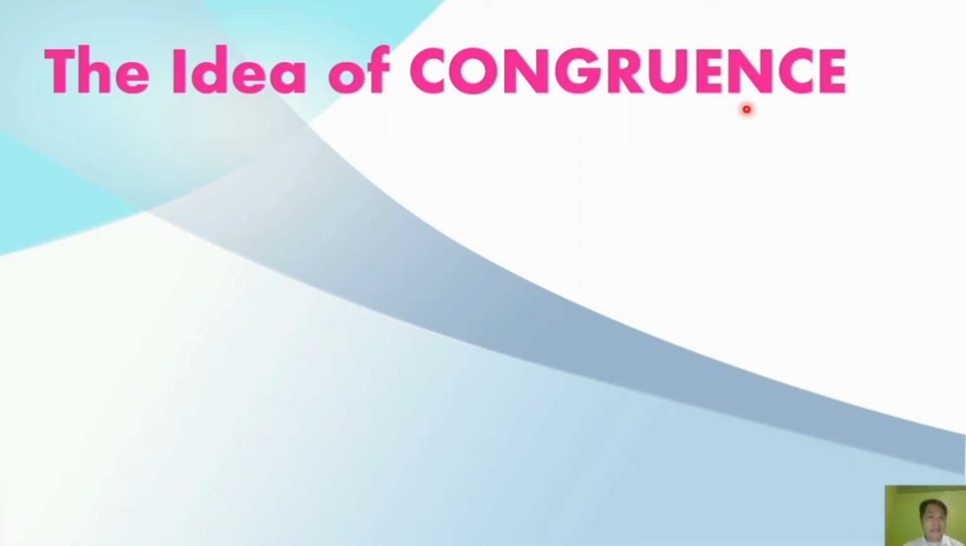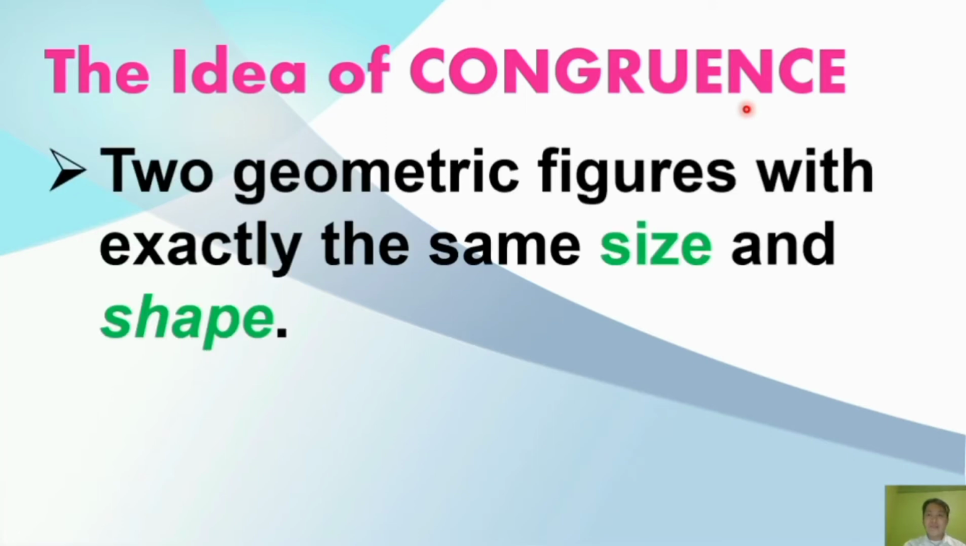It's synonymous to saying that the two figures are equal, but since they are geometric figures, the word that we are going to use is congruence or congruent. Kailan natin masasabi na ang dalawang triangles are congruent or two geometric figures are congruent? Two geometric figures are said to be congruent when they have exactly the same size and exactly the same shape. And the symbol used for congruence is this symbol.